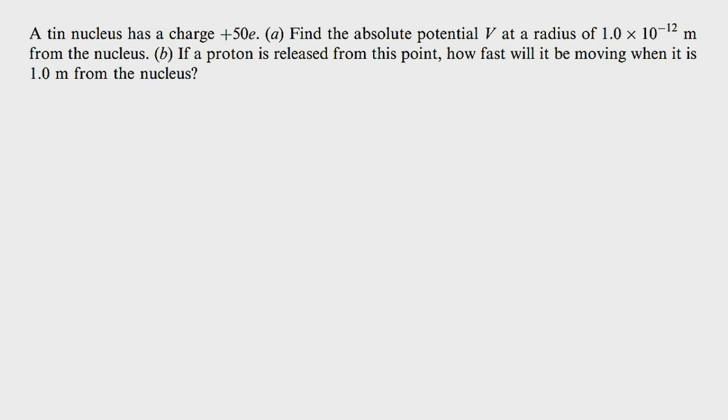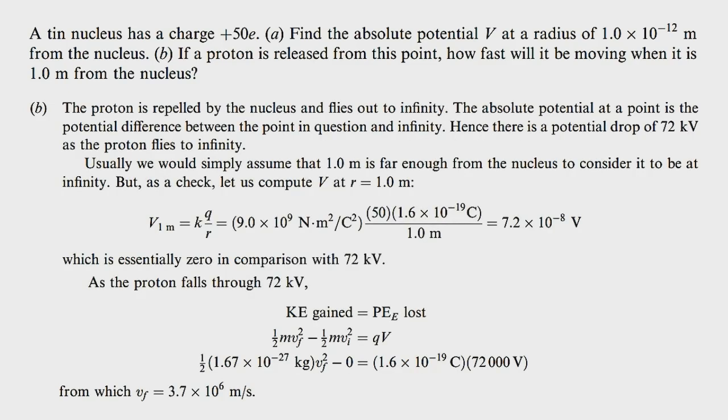For our letter B, if a proton is released from this point, how fast will it be moving when it is 1 meter from the nucleus? So for letter B, the proton is released by the nucleus and it flies out to infinity. The word infinity is quite difficult to understand because it has no boundary, so it can continue moving on into infinity.